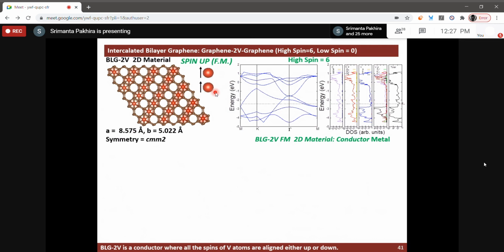What happened? The lattice constant is around 8.6 for a and around 5 for b. That's why the symmetry goes to Cmm2. When symmetry is reduced from higher to lower, P6mm, the highest symmetry, comes down to Cmm2 symmetry.